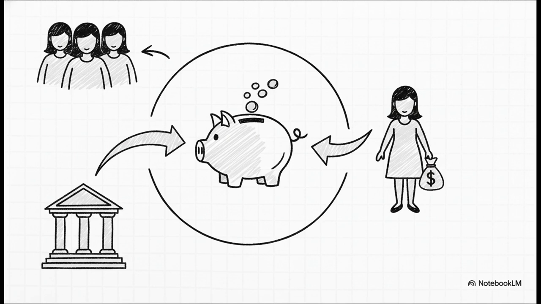Members can then take small loans from the group's savings itself. And here is the most important part. Once the group is regular in its savings, it can get a loan from a bank without any collateral. The bank trusts the group.